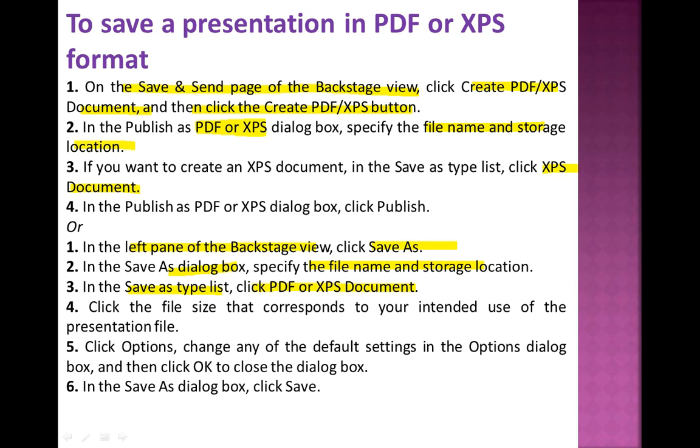Then the fourth point is, click the file size that corresponds to your intended use of the presentation file. The fifth point is, click on the Options button to change any of the default settings in the Options dialog box, and then click OK to close the dialog box. In the Save As dialog box, click on Save. So this is how we can save with the help of the PDF or XPS format.